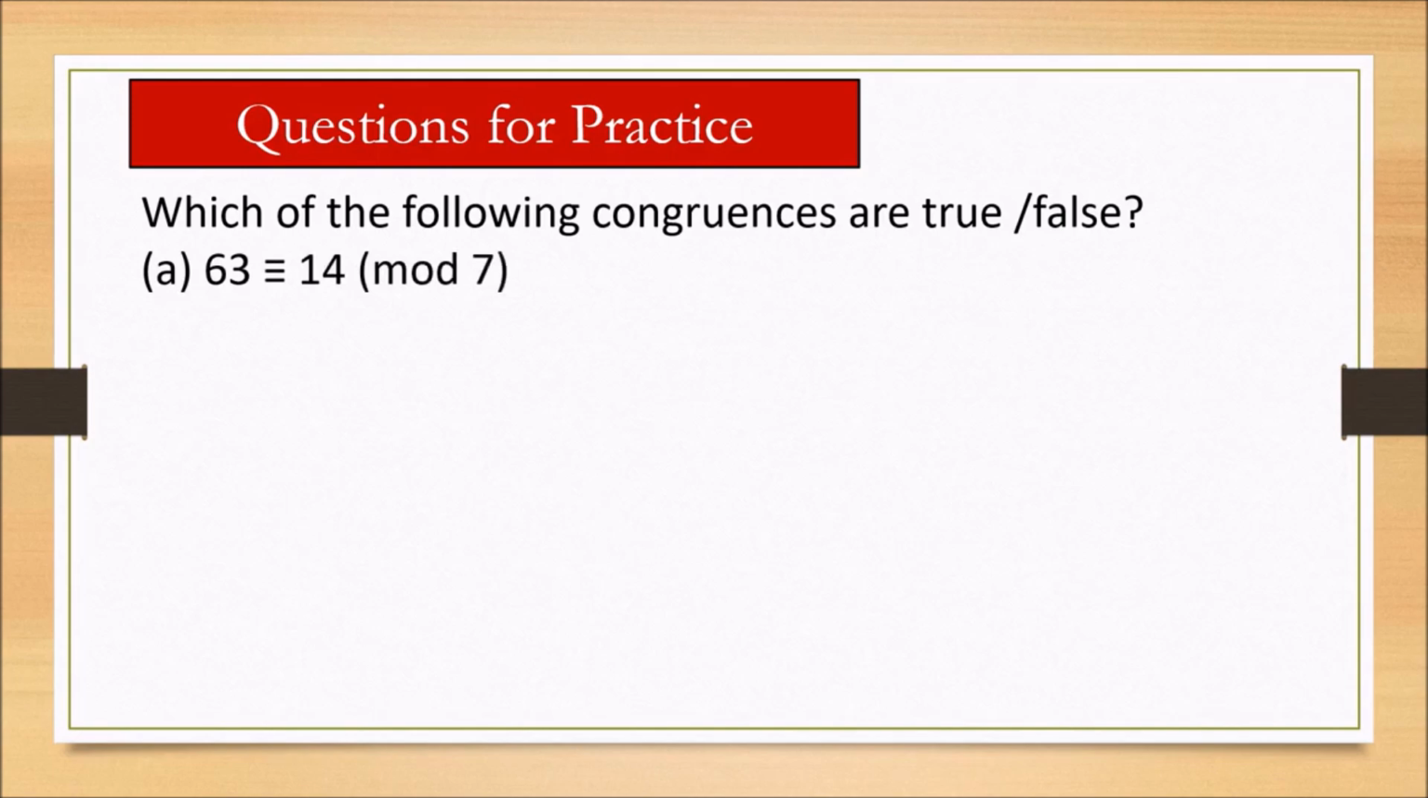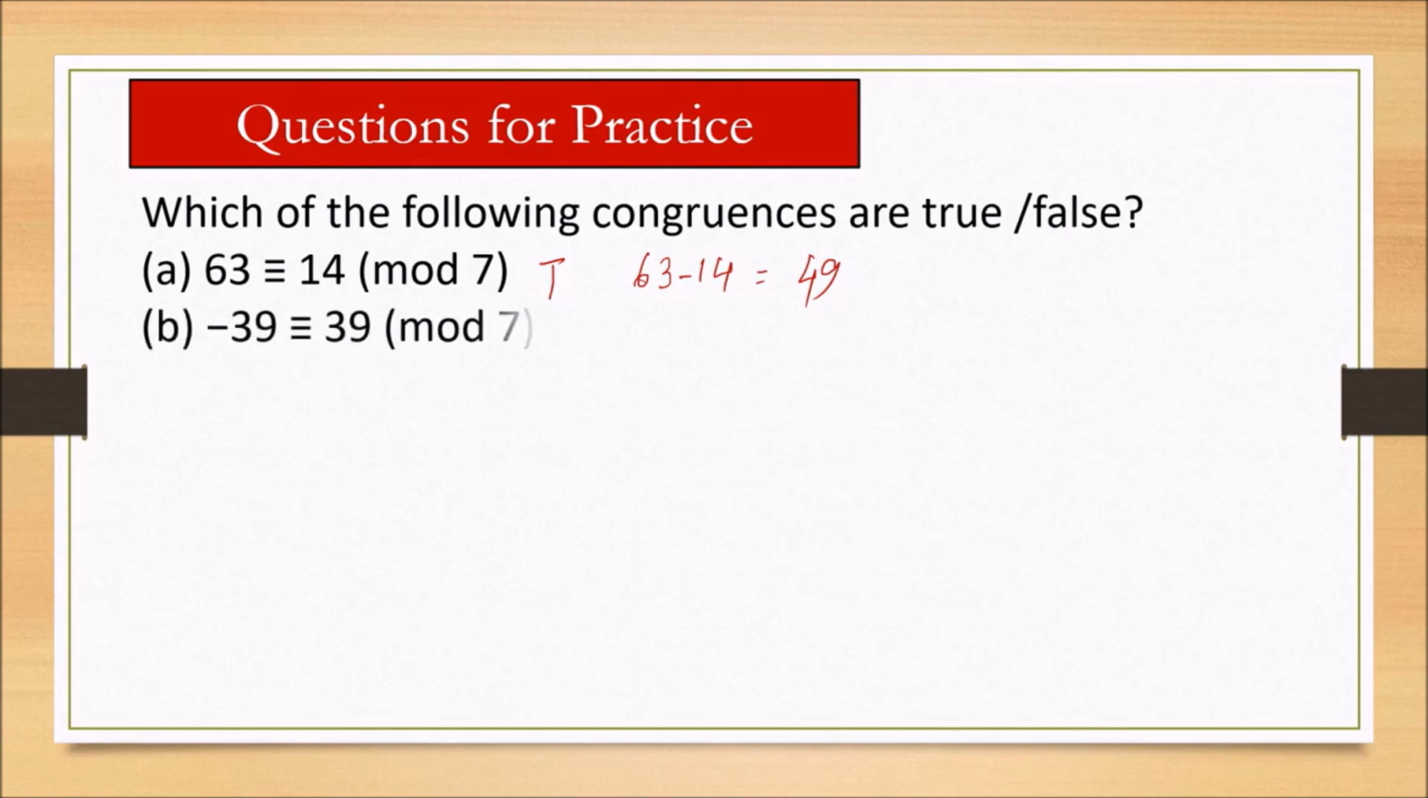63 is congruent to 14 modulo 7. So you can check 63 minus 14 is 49, which is divisible by 7. Yes, it is true. Next is minus 39 is congruent to, so you'll test minus 39, again minus 39 is equal to negative 78. It is not divisible by 7, so this is false.